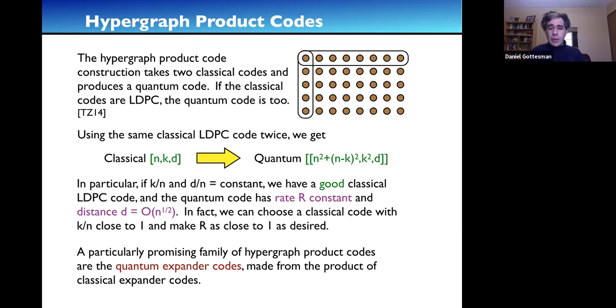And so one particular family of codes that's received some attention is the quantum expander codes. To do that, you take a classical expander code and take the product with itself. Now, the classical expander codes are good codes. So we get quantum codes that have constant rate and that have distance square root of n.